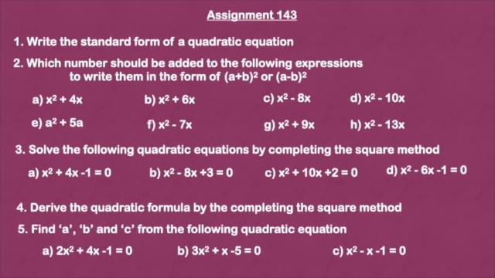Again you are going to derive the formula in the next class. Fifth one, find the value of a, b and c from the following quadratic equations. 2x square plus 4x minus 1 is equal to 0. 3x square plus x minus 5 is equal to 0. x square minus 1 is equal to 0.